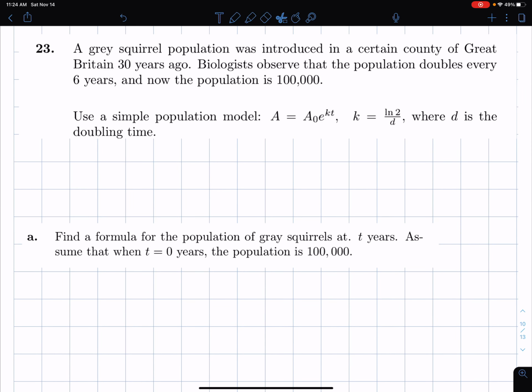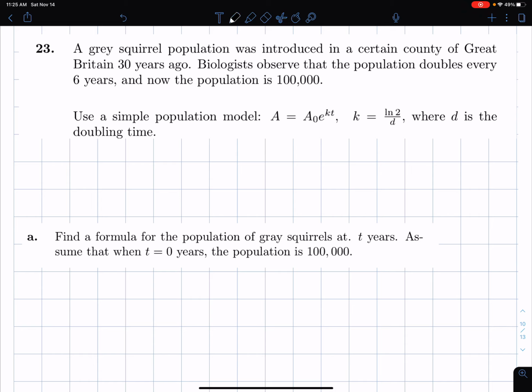Hello, in this video we're going to play around with a simple population model about gray squirrels in Great Britain. The story is that a gray squirrel population was introduced in a certain county of Great Britain 30 years ago. Biologists observed that the population doubles every 6 years, and now the population is 100,000.